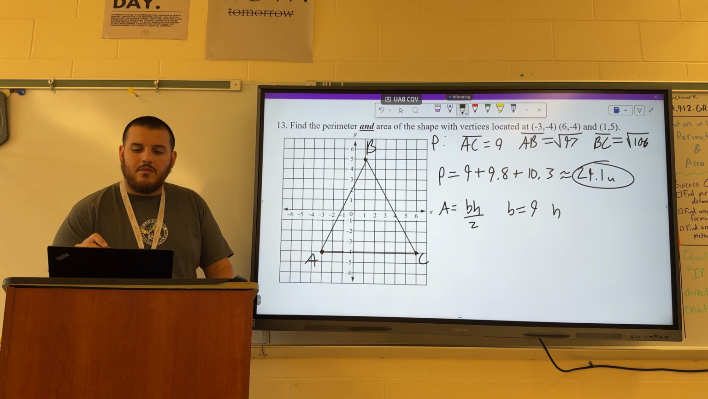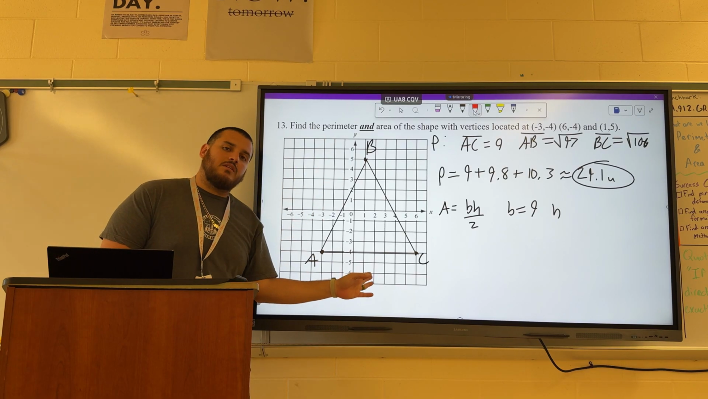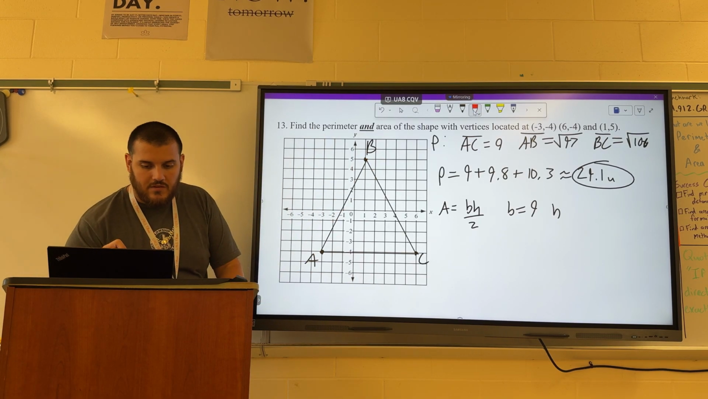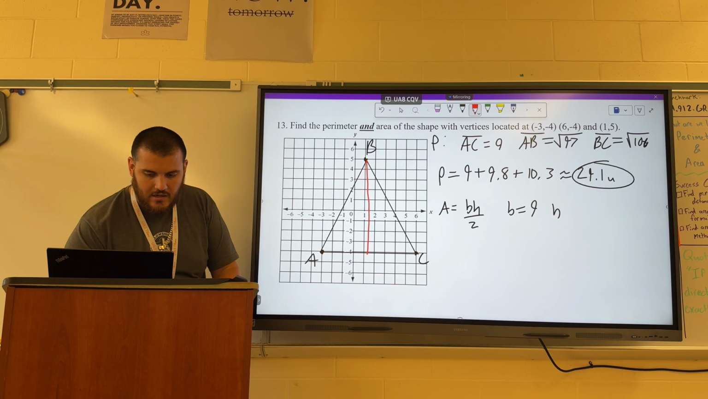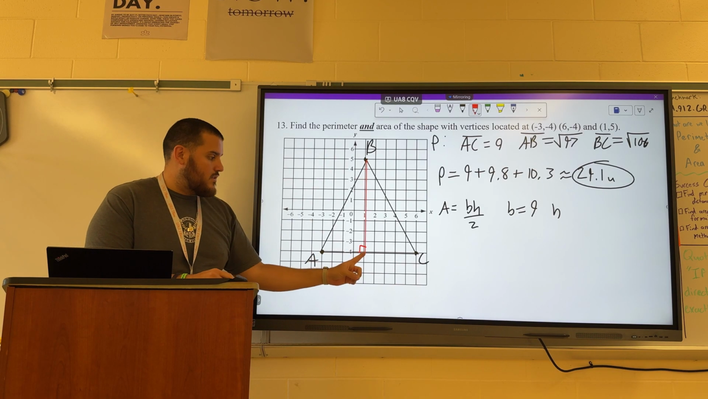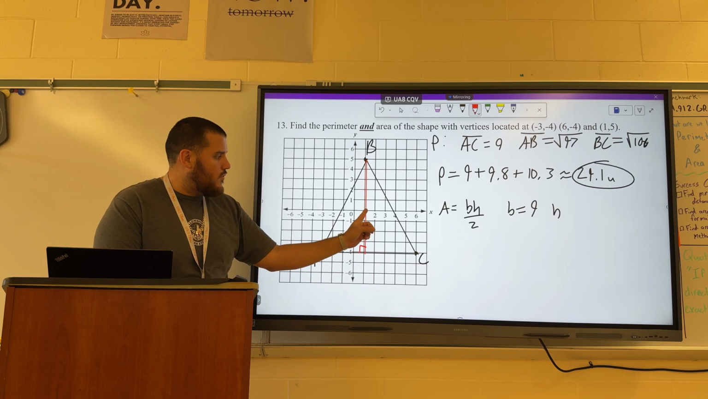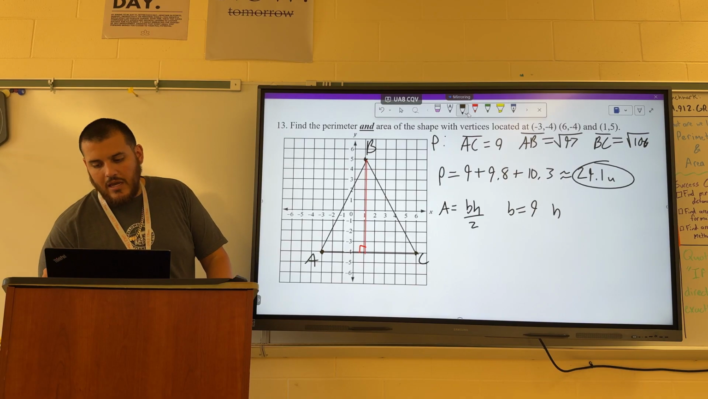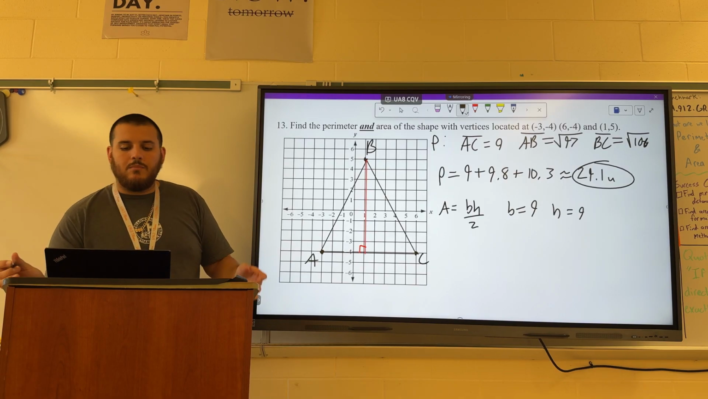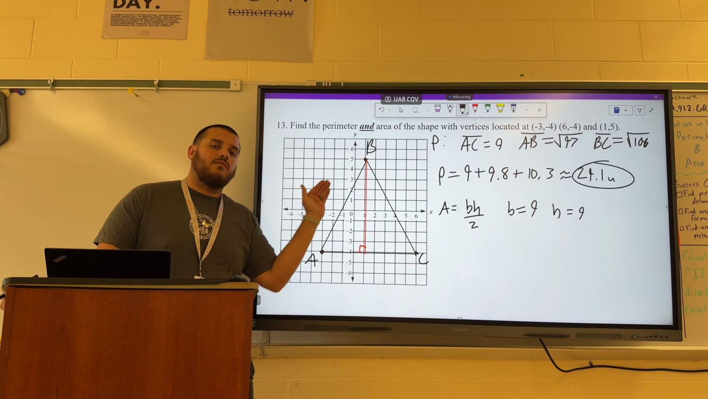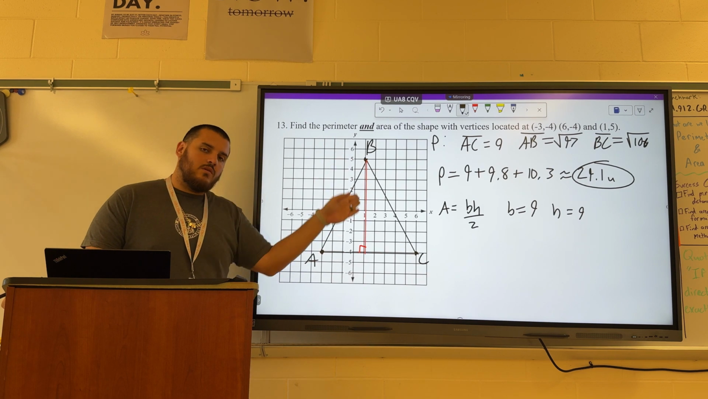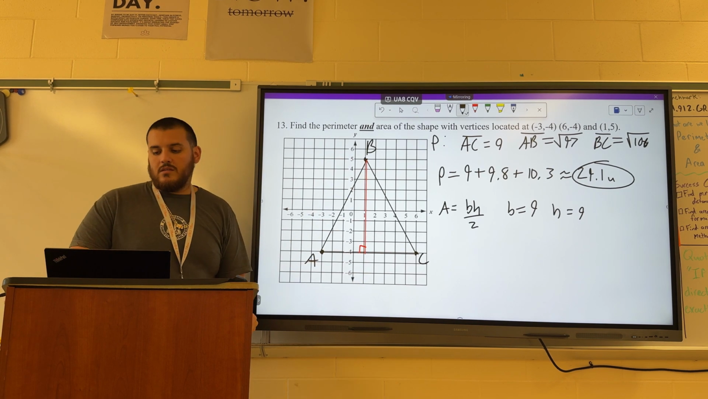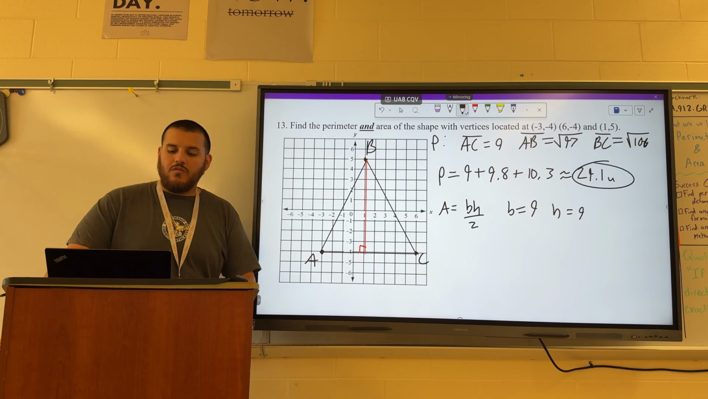The height would then be something perpendicular to this side that measures to the opposite vertex, and that would be this line right here that I highlighted there in red. And again, that is just countable. So that's 1, 2, 3, 4, 5, 6, 7, 8, 9 units long for my height. A helpful tip here is to remember that height is never diagonal, it's never crooked, it's always straight to the base, okay? 9 units as well for my height.